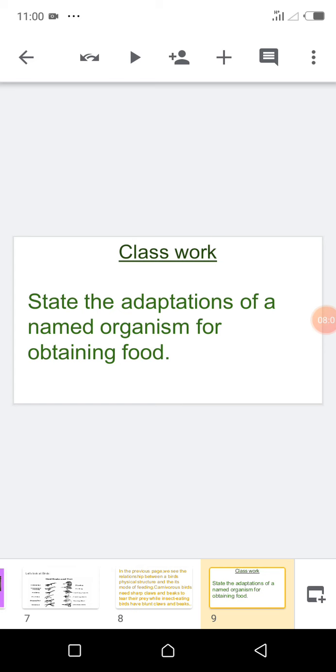Okay, so here is classwork for you. State the adaptations of a named organism for obtaining food. So pick any animal you can think of and write out the adaptations it has for obtaining food, structural adaptations for obtaining food in its habitat.